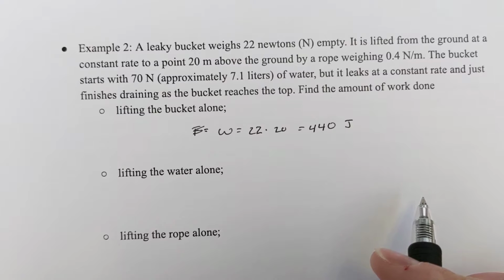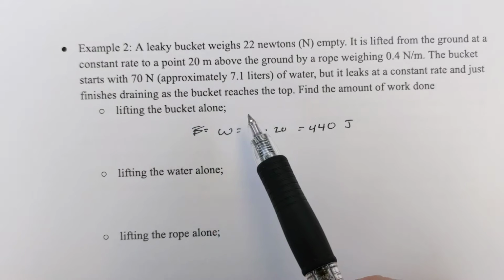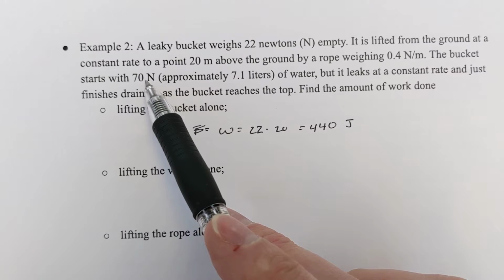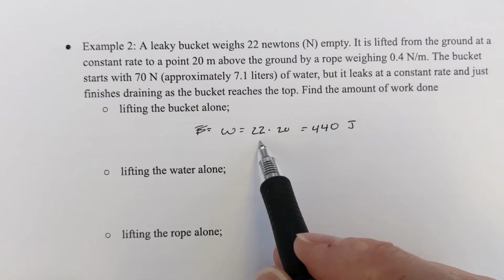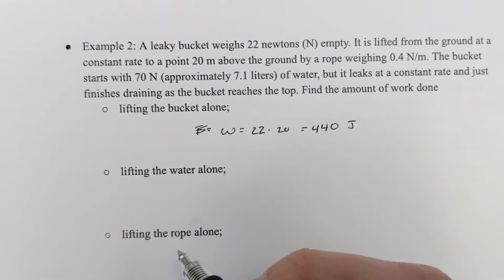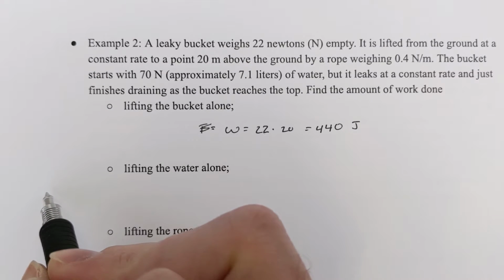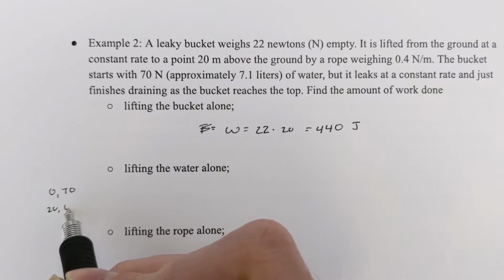Okay, so let's see here. We start with 70, and it's going to be empty. Actually here, the water's draining, so we need to find out the force, the weight. It's not actually going to be 70 newtons the entire time because it's empty at the top. So the weight of the water: we know that on the ground, it weighs 70. You know that 20 meters up, it weighs 0.